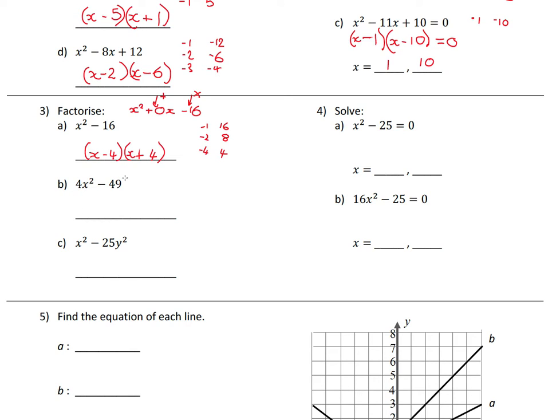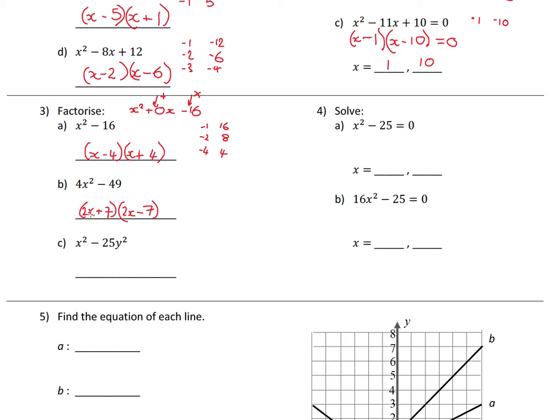It looks a bit more difficult. It's got this 4 in front of the x squared. Nothing to panic about. Okay, this time rather than getting x squared when we multiply together the first terms in each bracket, we have to get 4x squared. So we need to have a 2x in each bracket. Now, as you did before, think about the factors of 49. Well, it's a square number. I know that 7 times 7 will give me 49, so therefore let's try positive 7 and negative 7. Doesn't matter which way around these come.